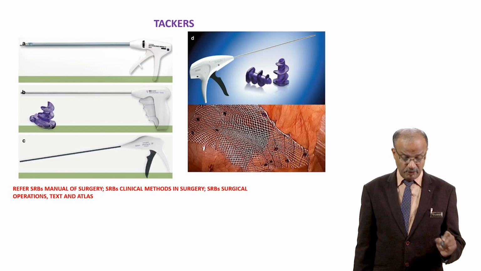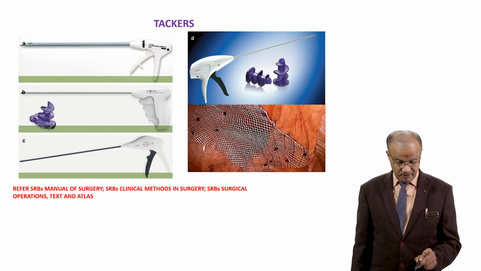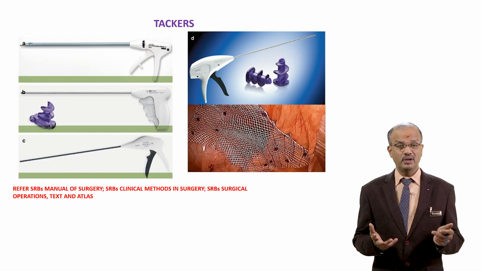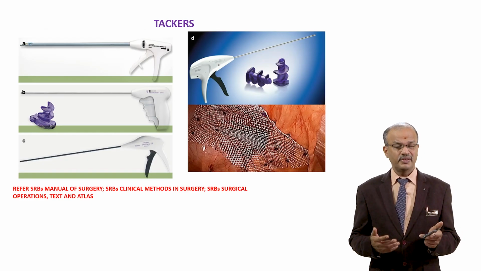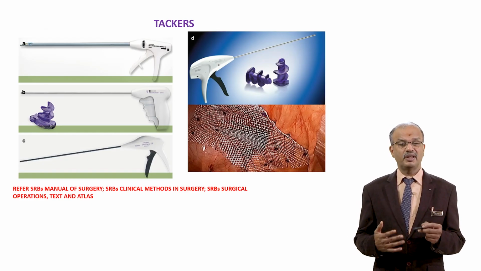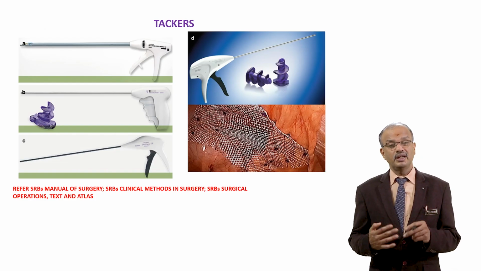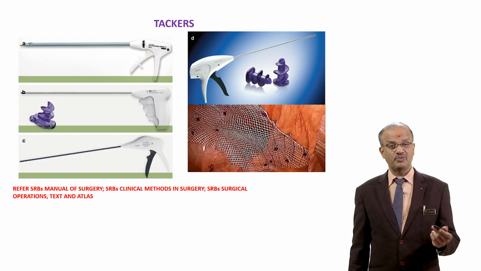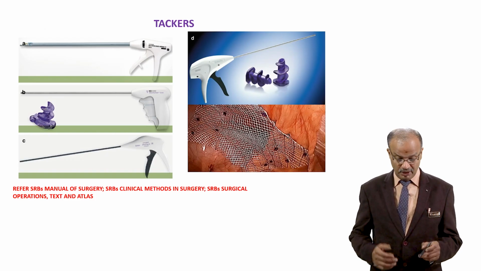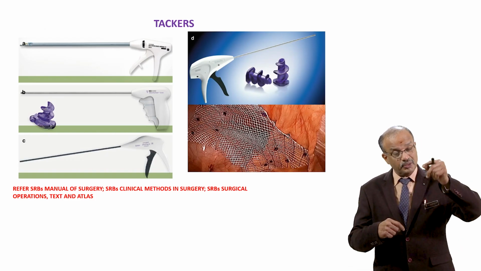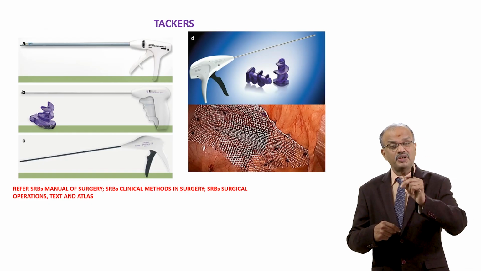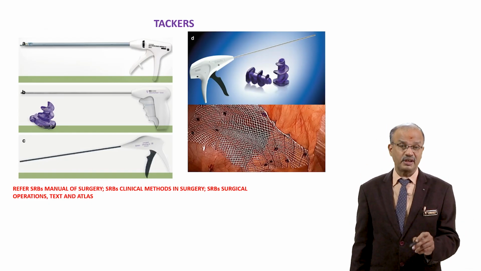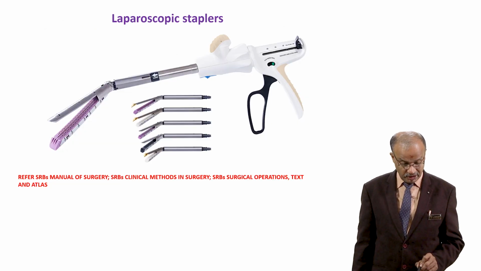Tackers are used to fix the mesh, actually. See that? Tackers are again costly. In ventral hernias, when you do IPOM, tackers are very important. The same thing we can do in TAPP inguinal hernia when you want to fix the mesh to the Cooper's ligament. Again, 2-3 tackers you have to apply. Some are non-absorbable, but currently many people use absorbable tackers. It is like a screw. It passes through the mesh and fixes to the tissue, either soft tissue or ligaments. So these are very important in advanced surgical procedures, laparoscopic surgical procedures.